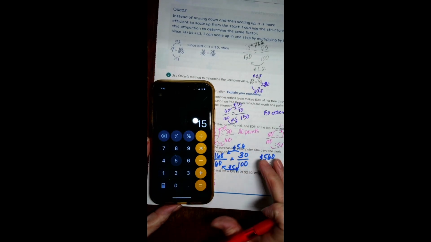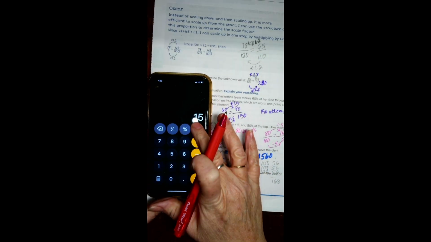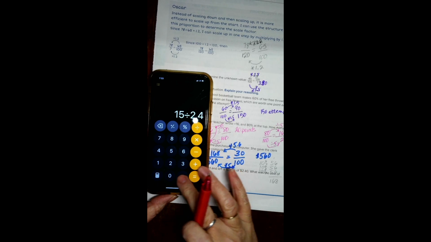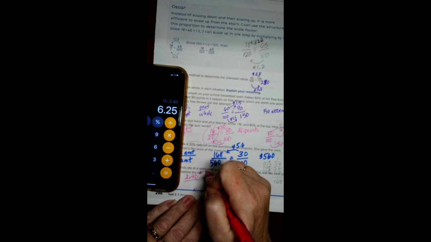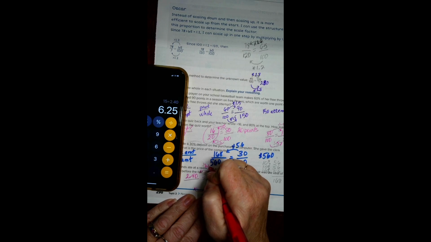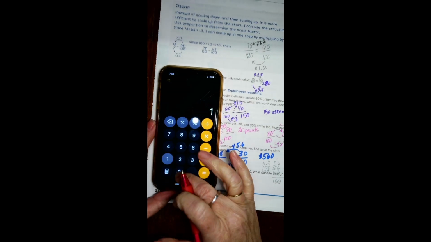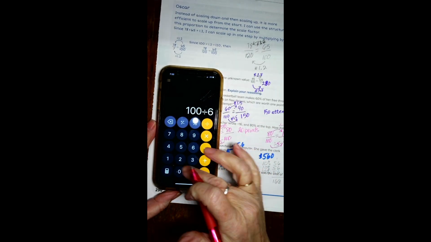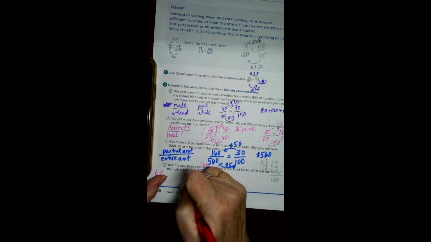Okay, so if we have 15 divided by something to get us to 240, so we're dividing by 6.25. Divide by 6.25, divide by 6.25, so 100 divided by 6.25 gives us 16. So $16.